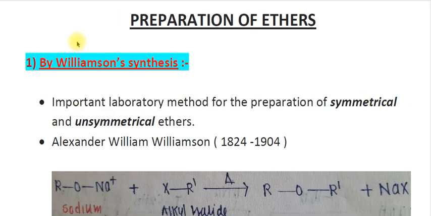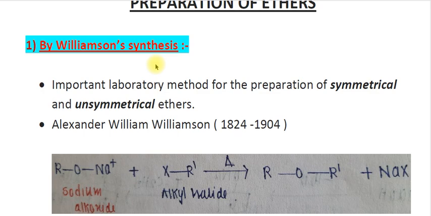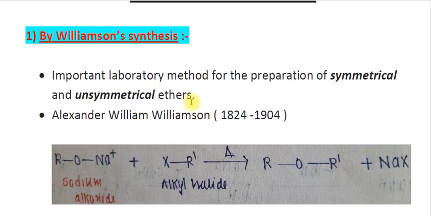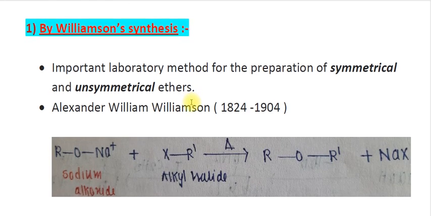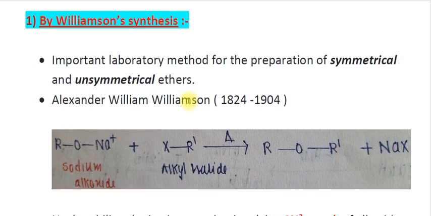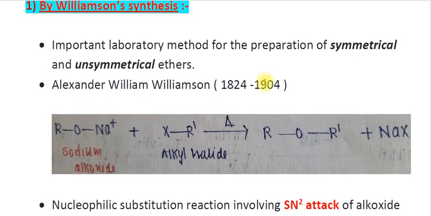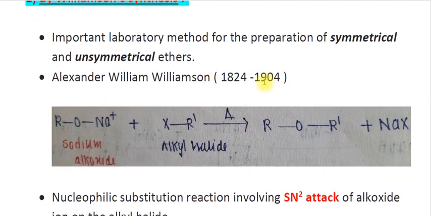The first preparation is by Williamson synthesis. It is an important laboratory method for the preparation of symmetrical and unsymmetrical ethers. That means both symmetrical ethers and unsymmetrical ethers can be prepared by using Williamson synthesis. It was proposed by Alexander William Williamson, who lived from 1824 to 1904.